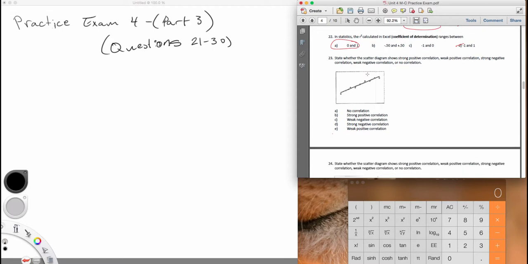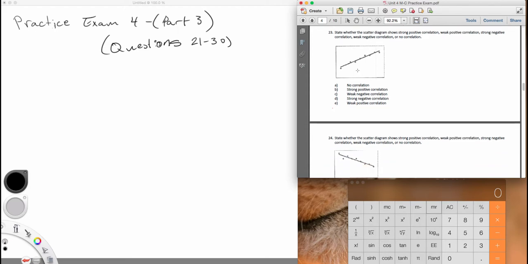Question 23, state whether the scatter diagram shows a strong positive correlation, a weak positive correlation, strong negative, weak negative, or no correlation. Okay, so if we look at this first one, because the scatter plot points are so close to where we can draw our line of best fit, that's going to be a strong. And because it's positive growth, we know it's a strong positive correlation. Okay.